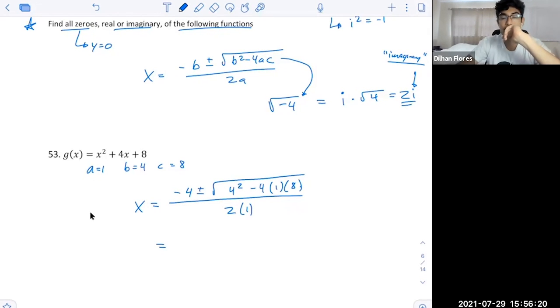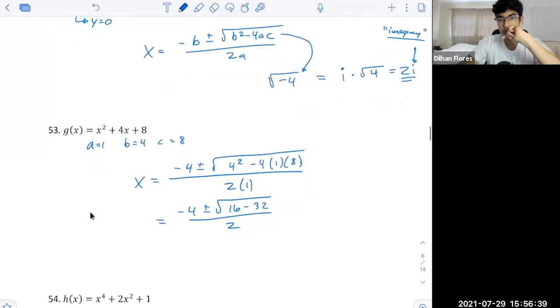Awesome. Let's keep it going. So it's going to get you -4 plus or minus the square root of, and then 4 squared, guys, is going to be 16. And then minus 4 times 1 is just 4. And then 4 times 8 is going to give you what? 32. All right, all divided by 2. Awesome.